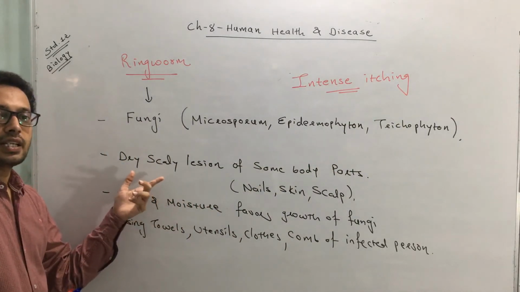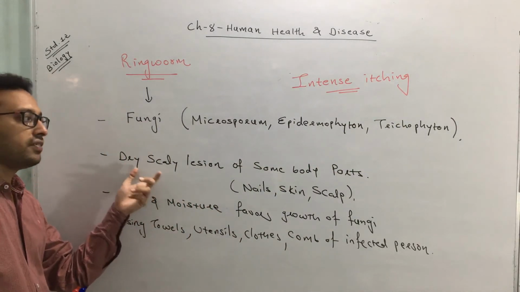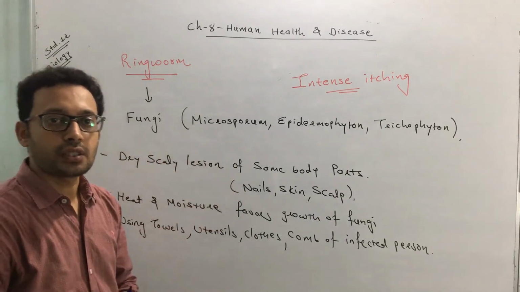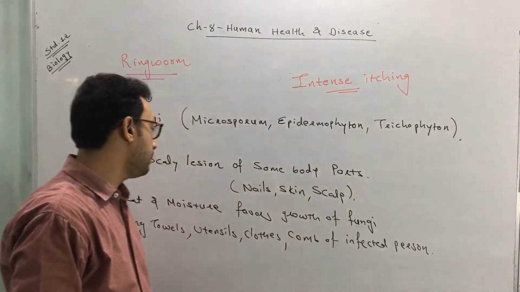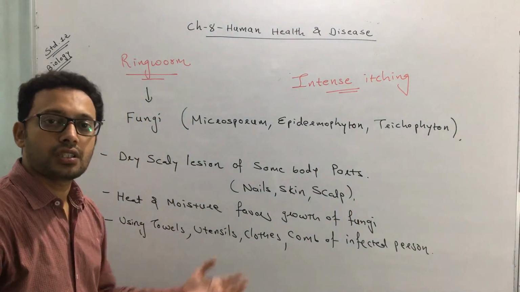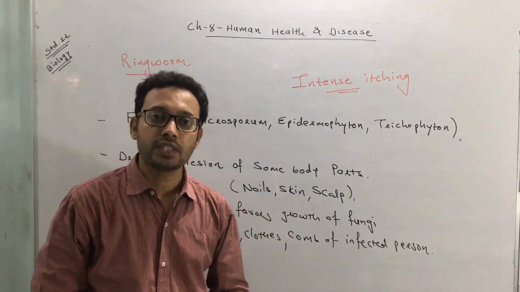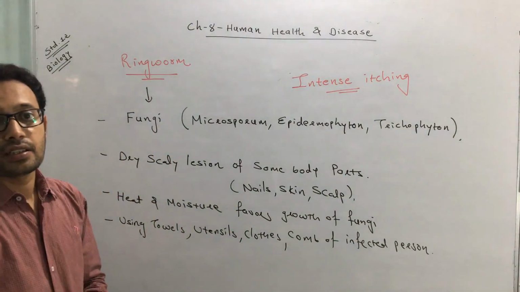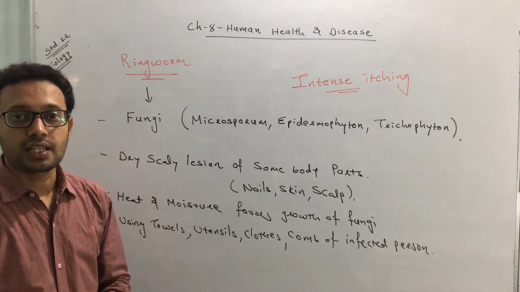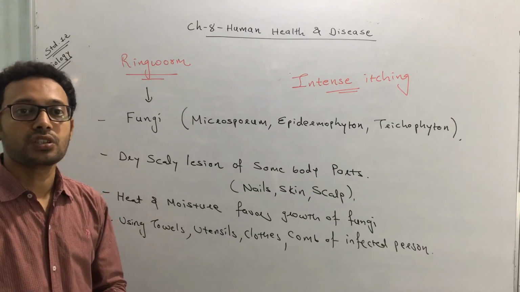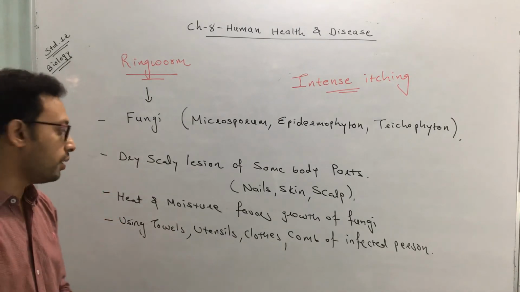What are the signs? It causes the appearance of dry scaly lesions on some body parts, specifically on the nail, skin and scalp. Heat and moisture favor and promote the growth of these fungi, like in the region of the armpit and the groin region. So these are the usual locations where this fungi can easily grow.